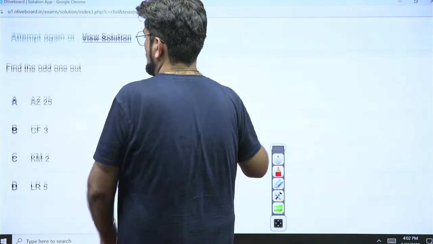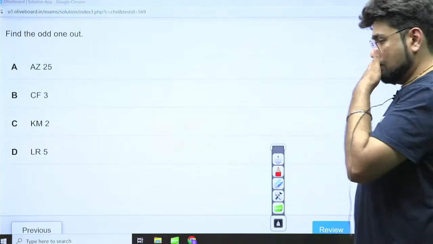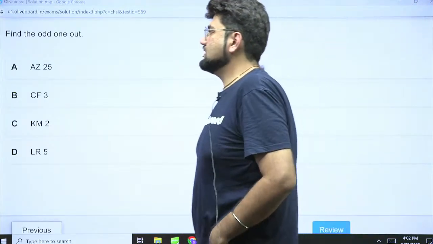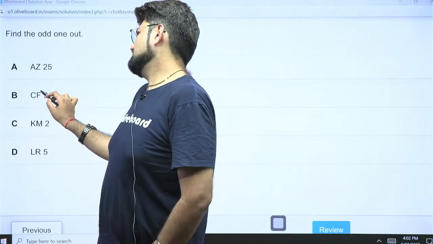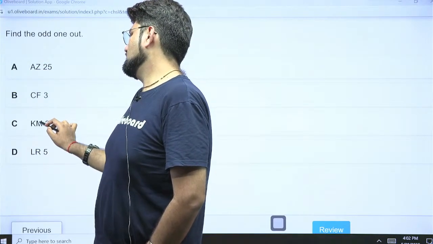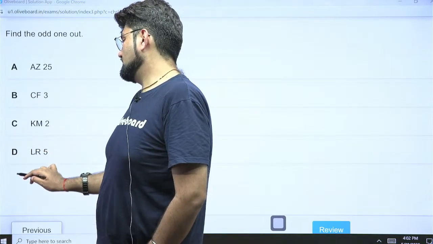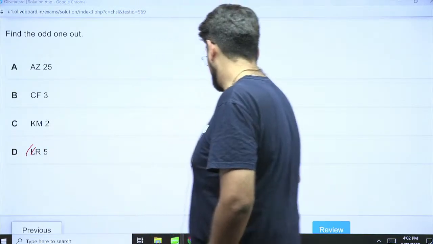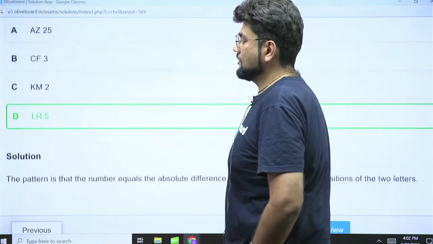So we need to find the odd one out here. Pretty direct and simple. We can see AZ. So 26 minus 1 is 25. 6 minus 3 is 3. 13 minus 11 is 2. But 18 minus 12 is not 5, it is 3. So option D should be the correct answer. Right? Next.